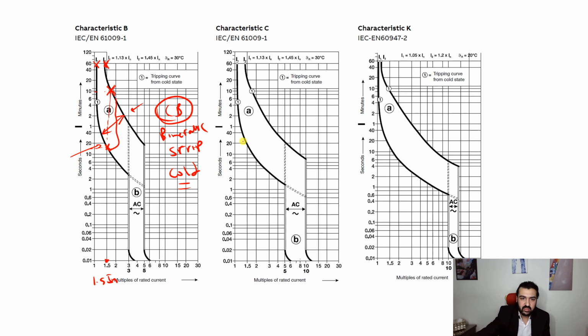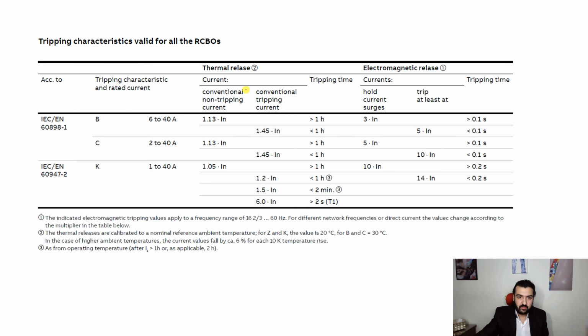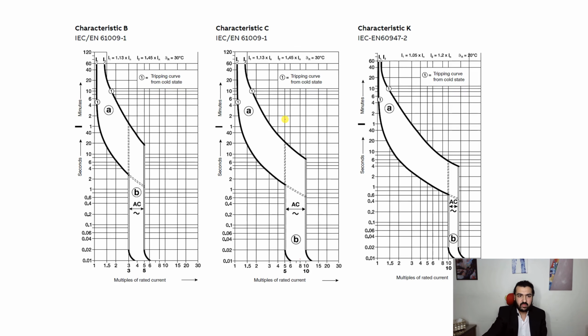Similarly, for the characteristics of C and K, you can see there is a range 5 to 10, here from 10 to 15, here from 3 to 5 times. This value, conventional non-tripping, is the current at which it will hold for a very long time, more than 1 hour, without tripping. 1.45 means conventional tripping current. This means that it must trip in less than 1 hour when it reaches this amount of current. This is the meaning of these characteristics, which are more related to circuit breakers.